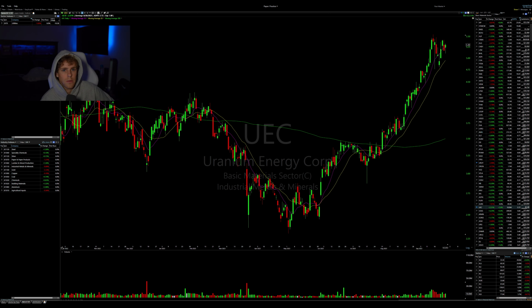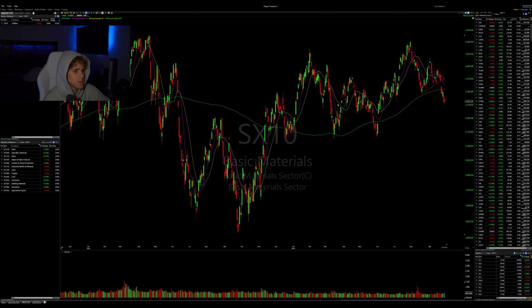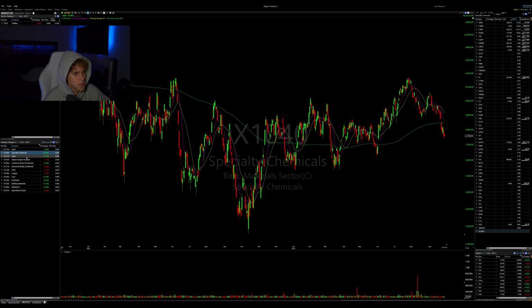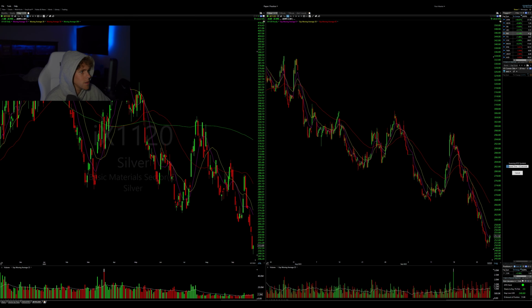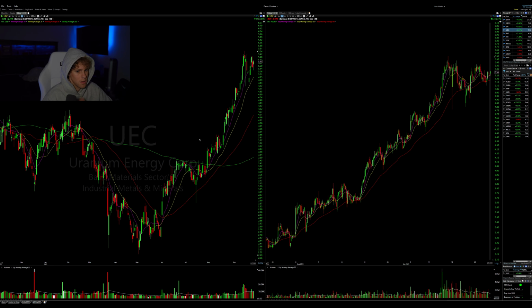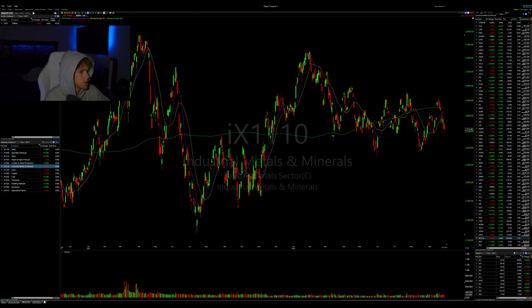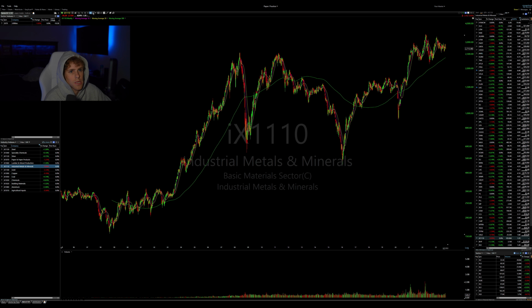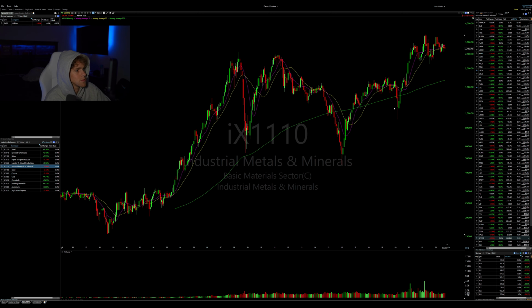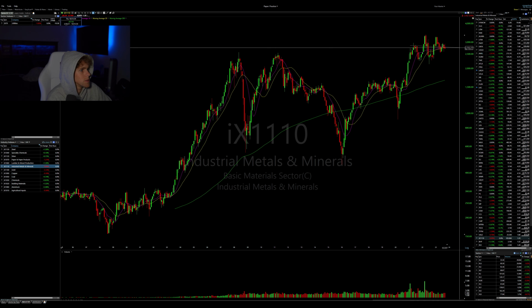So we know, what was it? Basic materials. If we look at basic materials, the sector itself may not look all that good, but it was the uranium stocks. Let me double check on that one. I know it was uranium, but basic materials, industrial metals, and minerals. If we go to basic materials, industrial metals, and minerals, we can see that this has been going sideways for quite a while. It's got this monthly flag after a big move up, 178%. We're basically getting a setup on the whole sector.